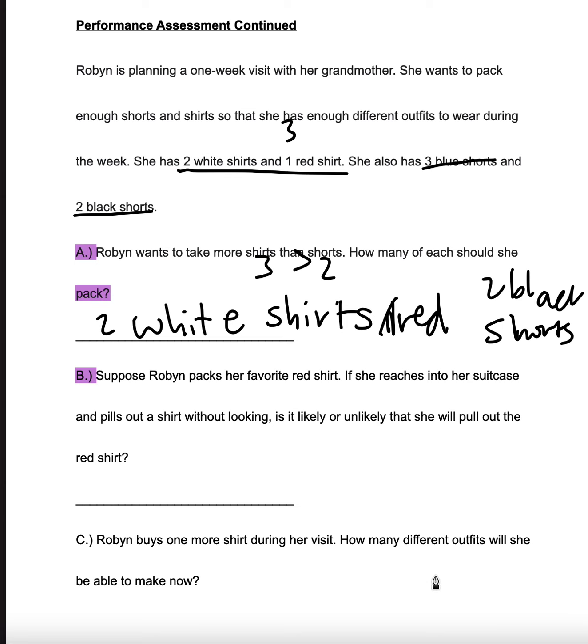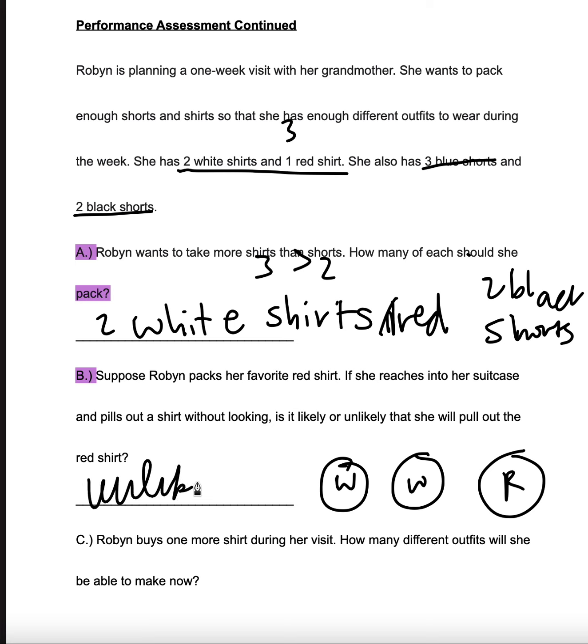Let's look at part B. Suppose Robin packs her favorite red shirt. If she reaches into her suitcase and pulls out a shirt without looking, is it likely or unlikely that she will pull out the red shirt? So if she has 2 white t-shirts and 1 red t-shirt, and she reaches her hand in and tries to pick one, it'll be unlikely that she'll pull the red shirt because there are more white shirts than red shirts.